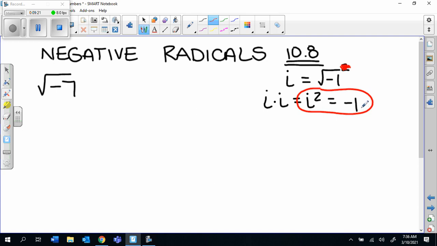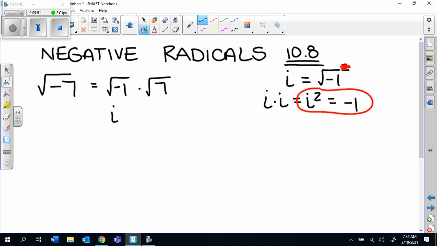And that might be something you're expected to know when you hit your next math class, but you'll need that little tiny fact to simplify these negative radicals. So what you need to know for this class, for this moment in time, is pretty simple. If you have a negative underneath the radical, we call it pulling out the i. So separate the negative part from the positive part. And the square root of -1 is i.